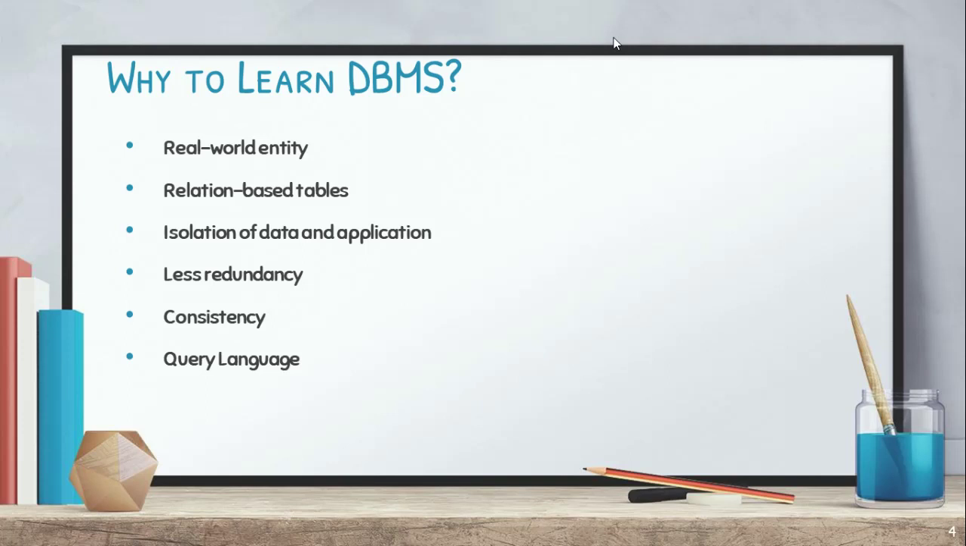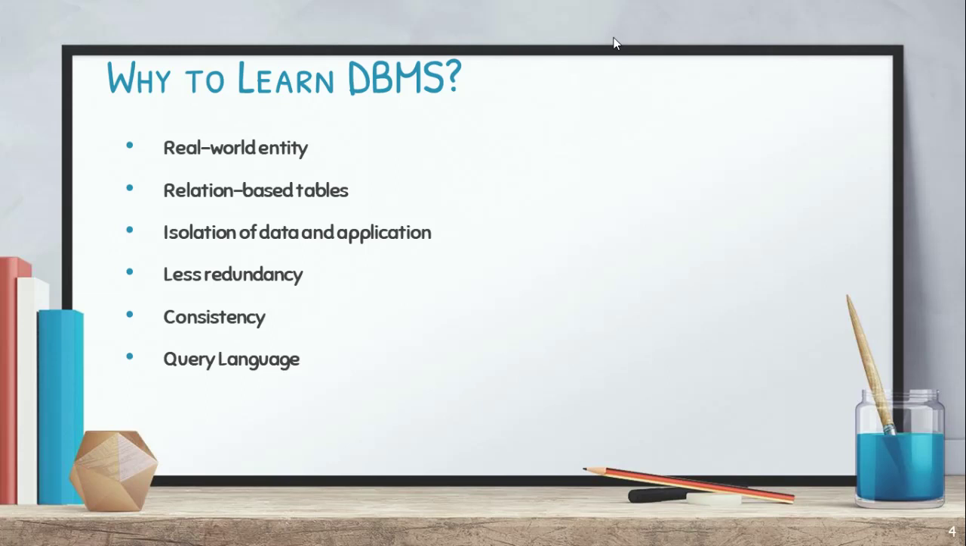Next one, less redundancy. The DBMS follows the rules of normalization, which splits a relation when any of its attributes has redundancy in values. Normalization is a mathematically rich and scientific process that reduces the data redundancy.